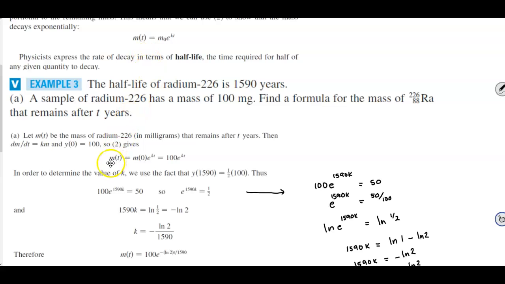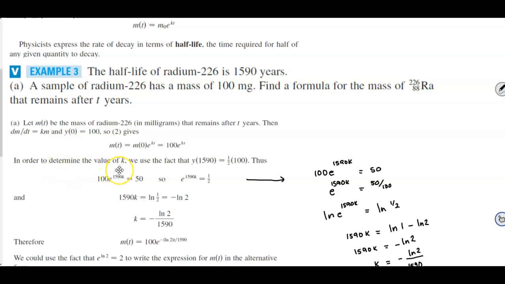So now using equation 2, m of t is going to equal m of 0 e to the k times t. So m of t is m of 0, which was 100. So we're going to get m of t equal to 100 e to the power of k times t. Now, in order to determine the value of k, we have to use the fact that at the half-life, 1590 years, the mass is equal to 1/2 of 100. Thus, 100 e to the 1590k is going to equal 50.